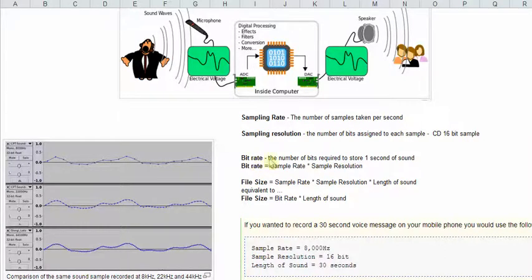We have a bit rate, the number of bits required to store one second of sound. The bit rate is calculated by multiplying the sample rate by the sample resolution. The file size equals the sample rate times the sample resolution times the length of the sound. Or we could say the file size equals the bit rate times the length of the sound.